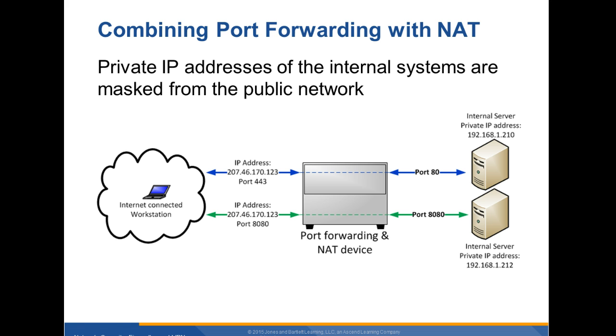Note the external-facing corporate IP address of 207.46.170.123, with internal addresses designated to the outside world by their port number. So based on the port, in this case 443, that then maps to port 80, at 192.168.1.210, and port 8080 maps to port 8080, and here we see the internal server private IP address of 192.168.1.212.